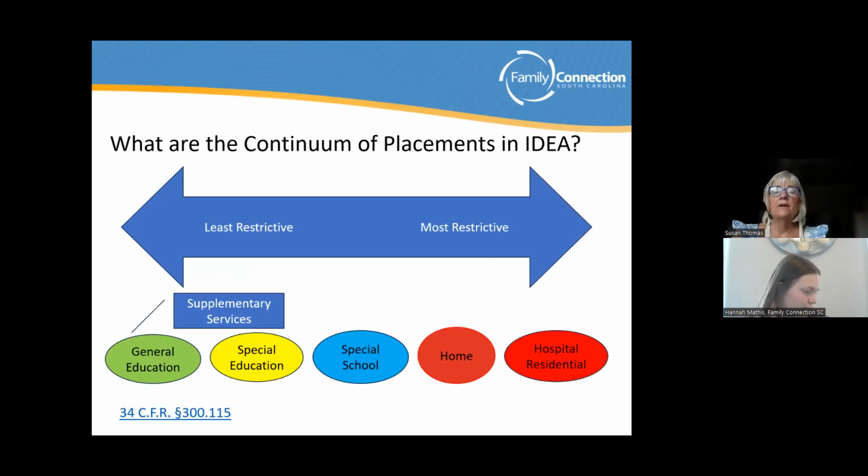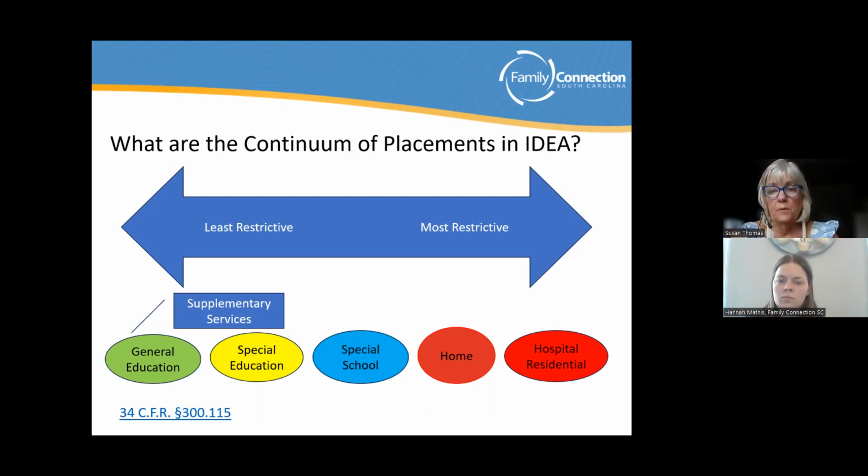So let's talk about the continuum of placements in IDEA, because this is where we get least restrictive environment from. The least restrictive, as you can see down there, would be general education with supplementary aids and services. Then we have special education classrooms, which starts going up the ladder of more restrictive placements. Then we have a special school, something like the School for the Deaf and Blind, or, if you live in the Spartanburg area, McCarthy Teszler, a specialized school for students with disabilities. Then home, and then hospital or residential setting, which would be the most restrictive. That's the way we think about the continuum of placements. All of these are options when we are considering what a student needs.